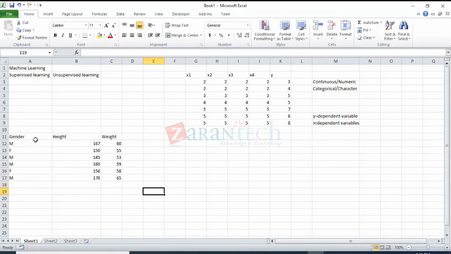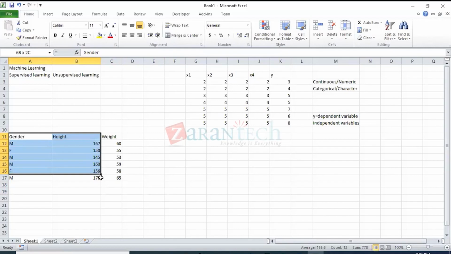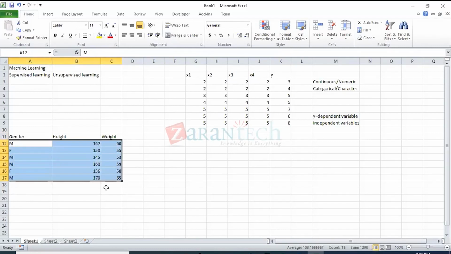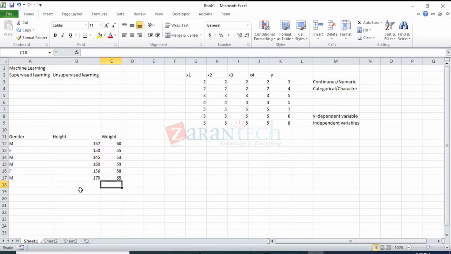Okay, so let's take a practical example. I have a data set which consists of three variables: gender, height, and weight. I have this data where gender is male, his height is 167, and weight is 60 kg. Similarly, I have the data for around 6 to 7 guys. Now, what if you get a requirement saying that I want to build a model in such a way that if I know the gender and the height, I want to predict the weight. Okay, so that is your requirement now.